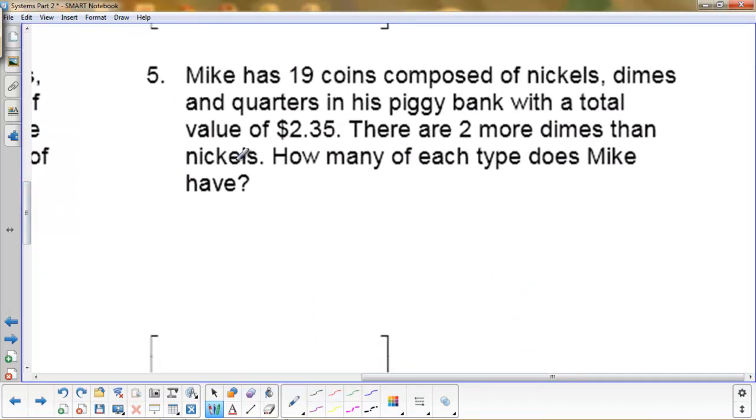Mike has 19 coins, so this is very similar to question number 2. And we're still using nickels, dimes, and quarters, so it's N plus D plus Q equals 19. Remember, it's just the total amount of coins, so that's why the value doesn't matter. In this particular case, we're looking at the value of the money, so we have to ensure that we're also giving value to each one of our variables so that it can be correct.